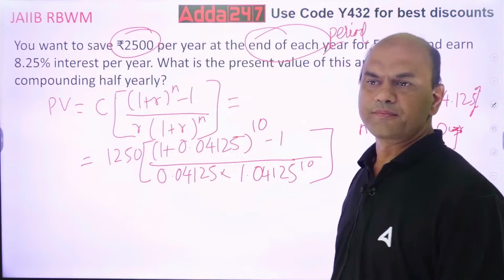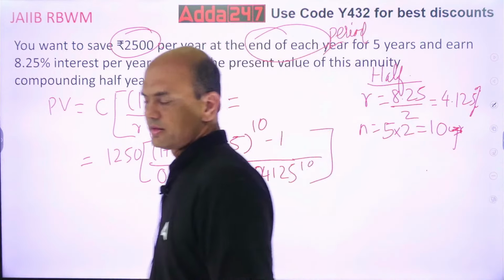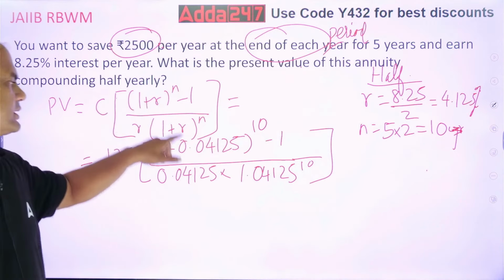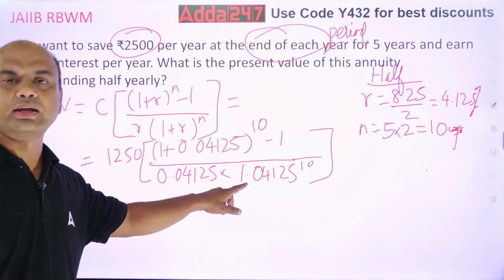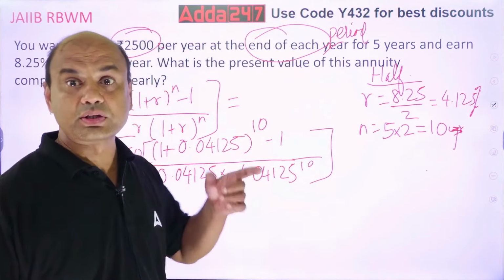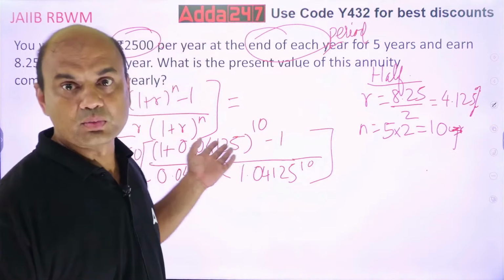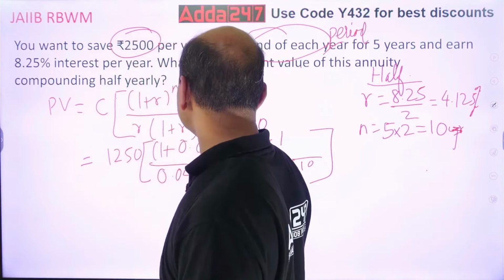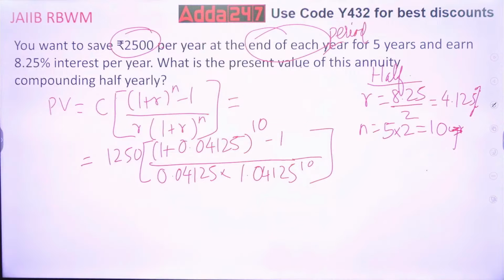Everyone check this again, because this is not that simple to understand. C into 1 plus r raised to n minus 1 upon r into 1 plus r raised to n. It's not that simple. Now do the calculations. Those are still tougher. These are 2 marks questions, you don't get more than 2 marks. So first solve this, 1.04125. How will you solve this raised to 10? Write it like this.